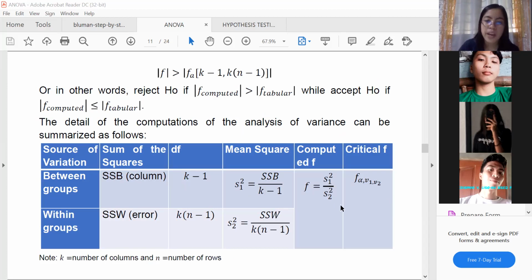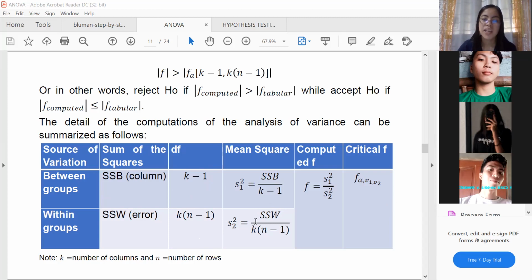And then the mean square. So this is the degrees of freedom. K is the number of your treatments or groups. So there should be 3 or more. The degrees of freedom between groups is the number of groups minus 1, and within groups is K multiplied by your sample size minus 1. And then you compute the mean square. The mean square is the sum of squares between over your DF.